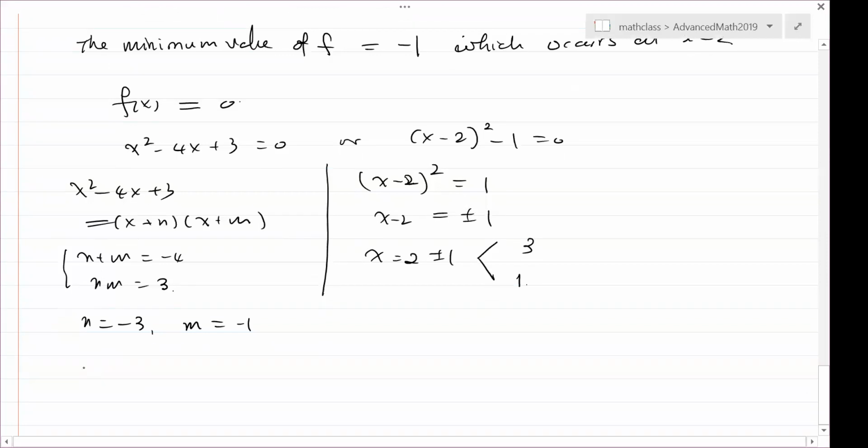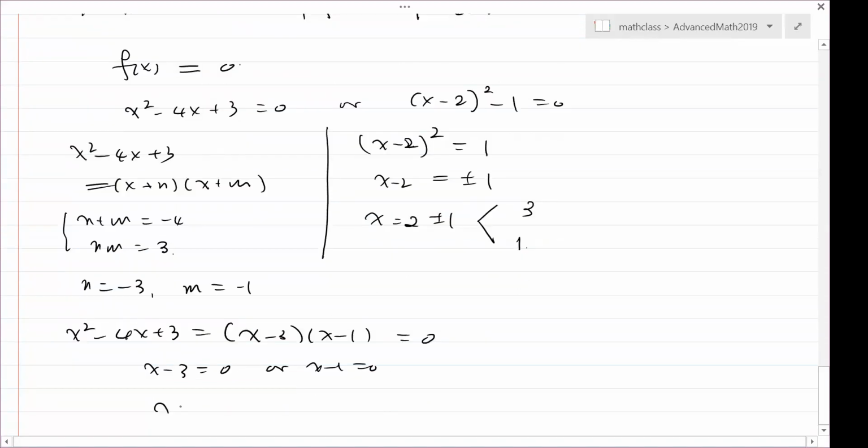Right. So now you get x squared minus 4x plus 3 equals (x minus 3)(x minus 1). Now, this is called factoring. If you can factor it, then if you set this to be 0, then x minus 3 should be 0, or x minus 1 should be 0. So you get 2 solutions. Either x equals 3 or x equals 1.